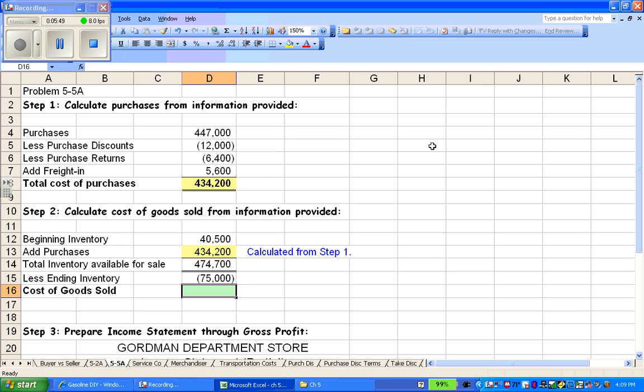And then if I just take the addition of those two, right? In essence, I'm taking everything I had available for sale, whatever I had left over, I'll subtract from that, and then this will give me my cost of goods sold. Okay, 399,700. Okay, so now let's continue.